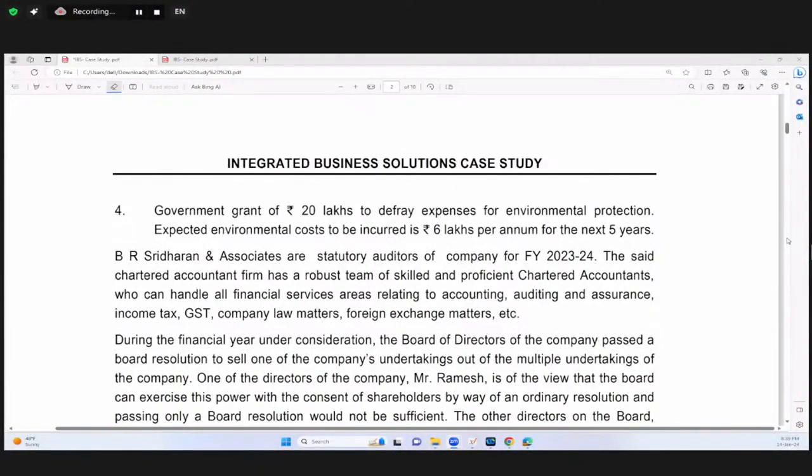environmental protection. मैंने आपको बताया था उस समय कि कंपनी कॉशियस है इन चीजों को लेके और कंपनी उस पर स्पेंड भी कर रही है. आप देखो कि कंपनी ने उस पर 6 lakhs per annum स्पेंड किया फॉर द नेक्स्ट 5 years. एक्सपेक्टेड, दिस इज एक्सपेक्टेड एनवायरमेंटल कॉस्ट टू बी इनकर्ड इज 6 lakhs per annum for the next 5 years.